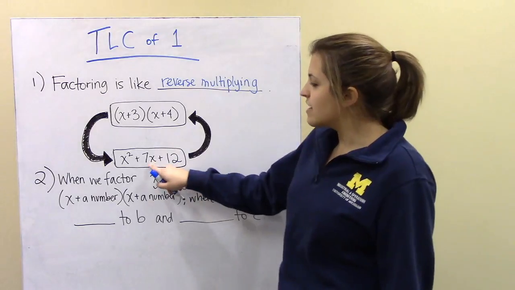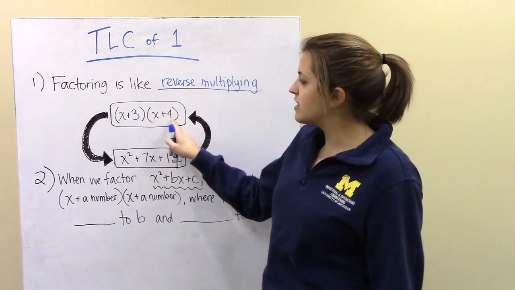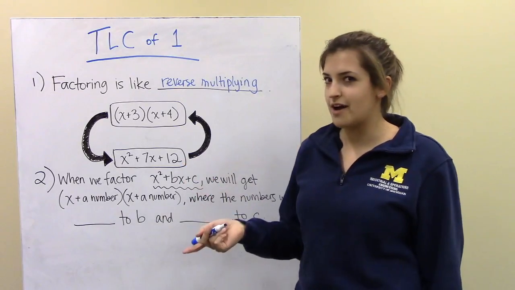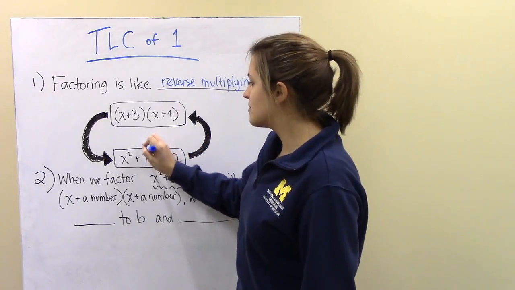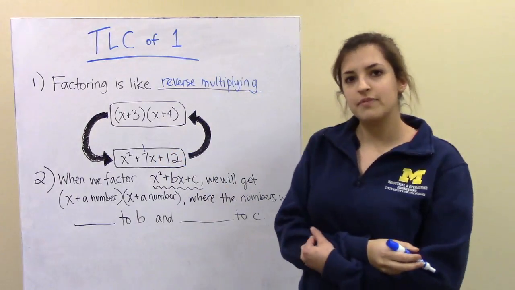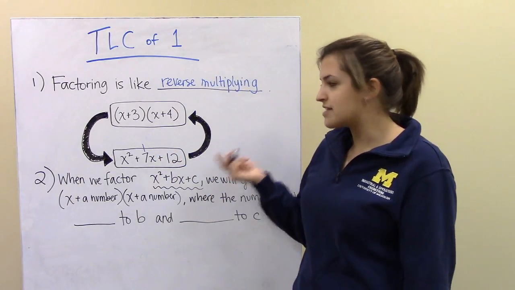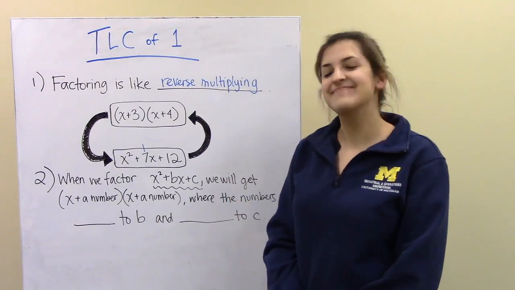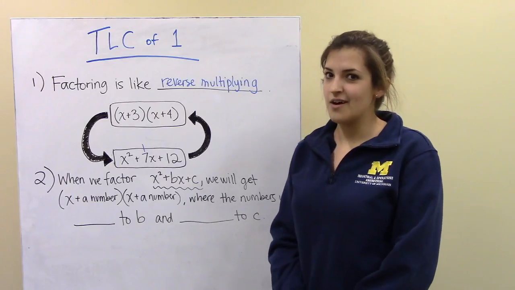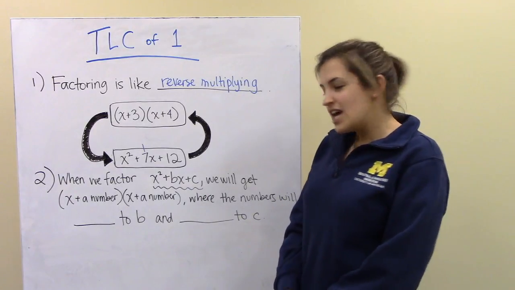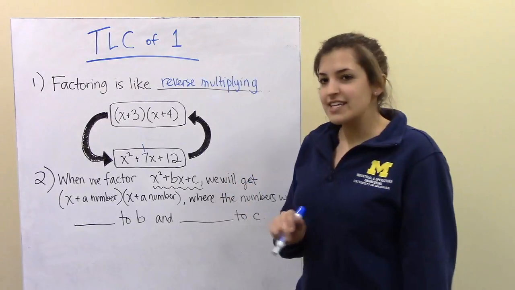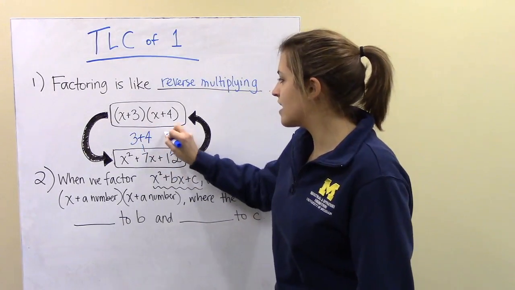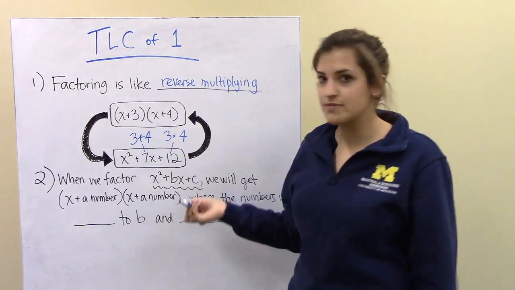Well, that 7 looks a lot like a combination of 3 and 4. But that 12 also looks like a combination of 3 and 4. So let's think about that for a minute. I'm going to give you a minute to think about how we could get 7 and 12 from 3 and 4. Okay, did you try it? So 7 I can get by adding 3 and 4, 3 plus 4. And 12 I can get by multiplying 3 times 4.